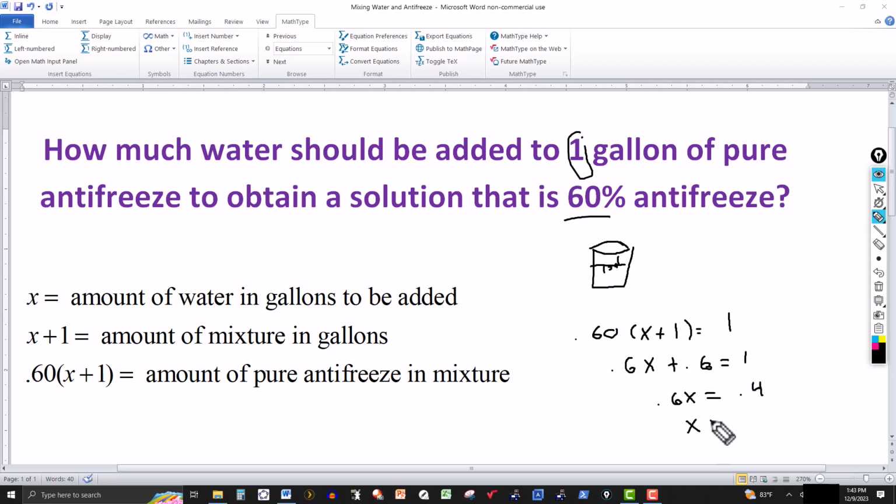And I solve for x by dividing both sides by 0.6. Cancel it over here. This will give me 0.4 divided by 0.6. I can multiply both the numerator and denominator by 10. This will give me 4 over 6. Reduce it. We get 2/3. So the amount of water that we need to add is 2/3 of a gallon.